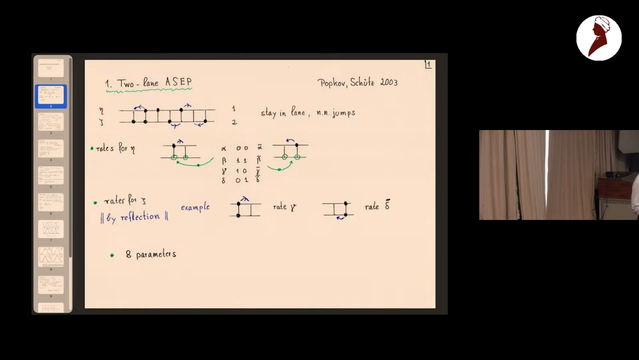So by reflection, all the weights of the second component are already fixed.